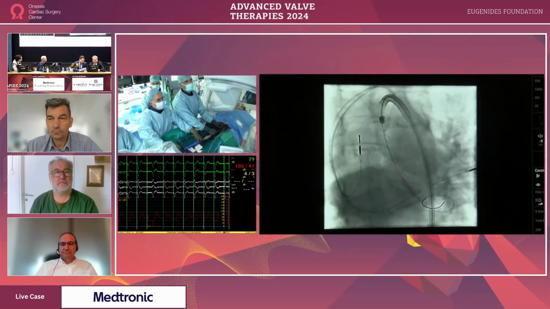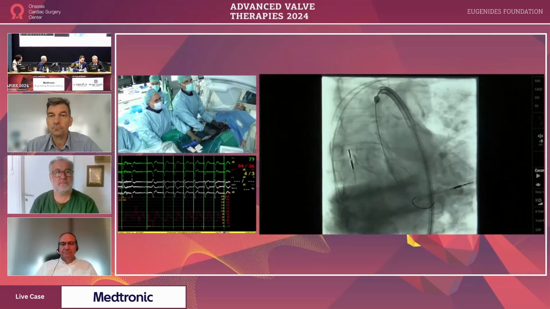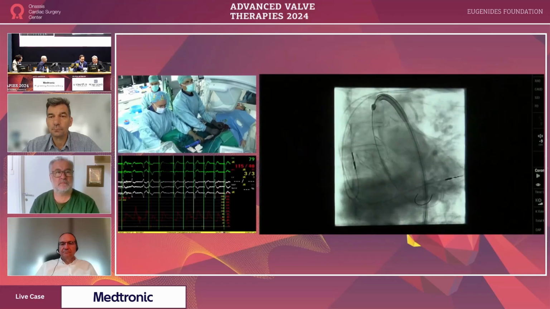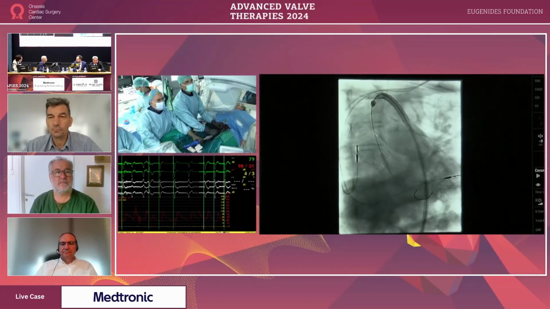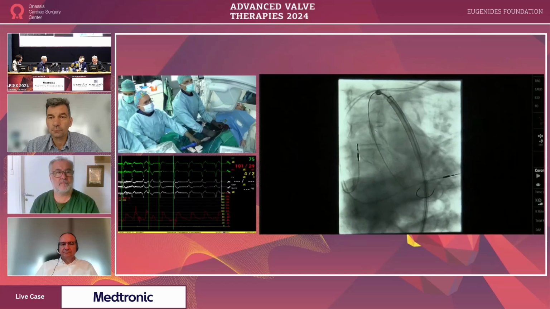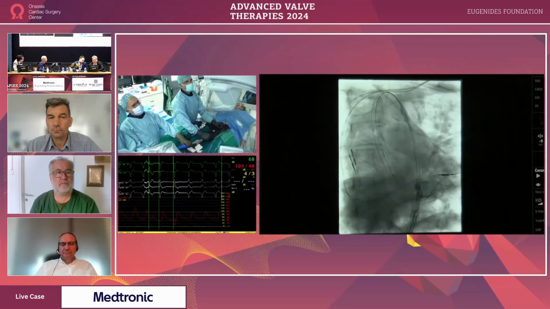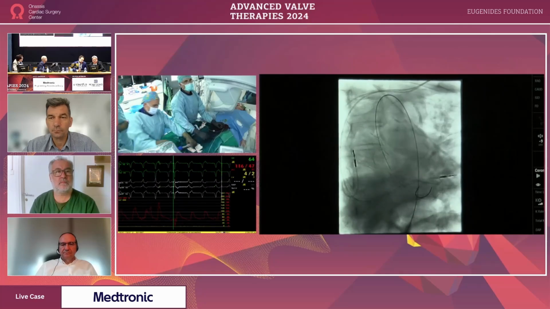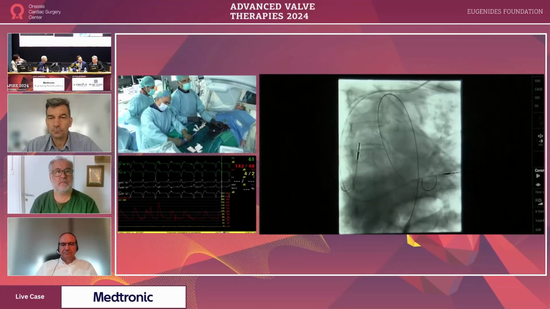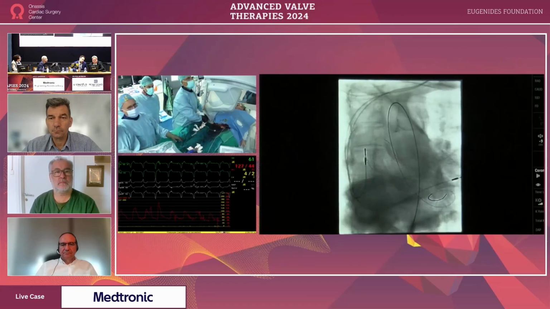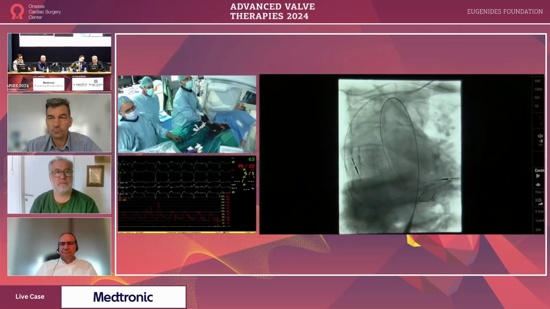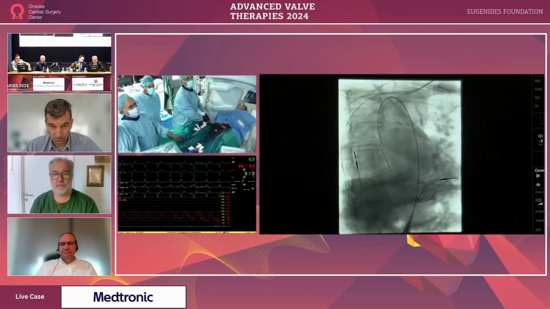Watch the nose cone. Pull the wire back a little bit. Hold on a second. Centralize, yeah. All right, advance the wire now. Okay, let's go back, marry the two and connect the two and then do the angiogram. High volume angiogram because the pigtail seems to be very high up.